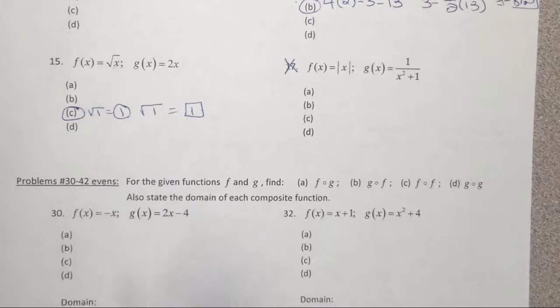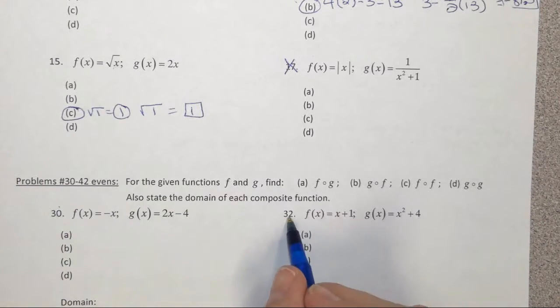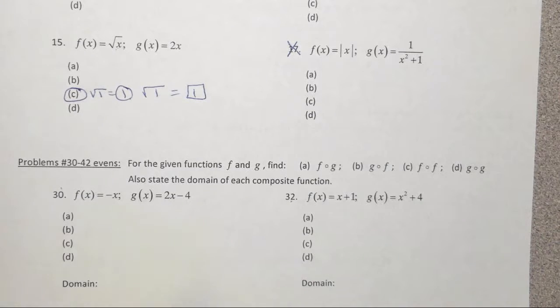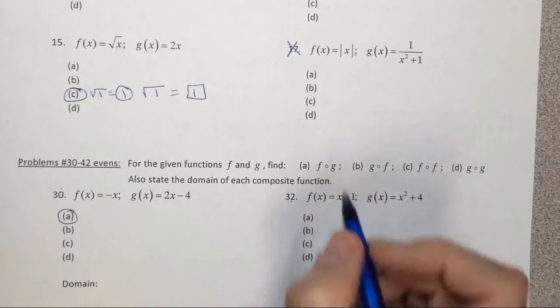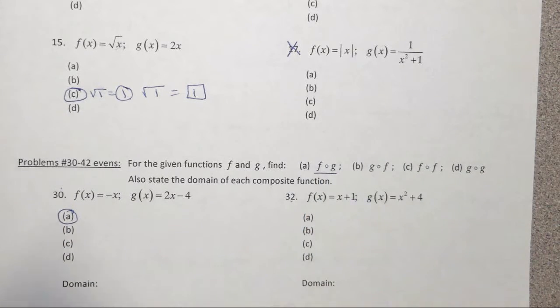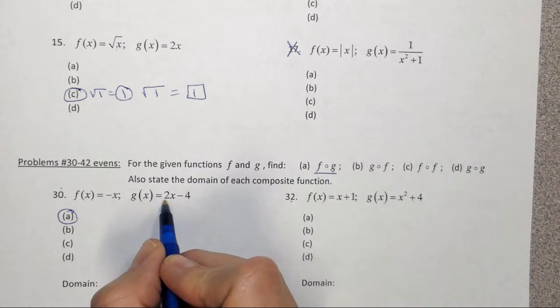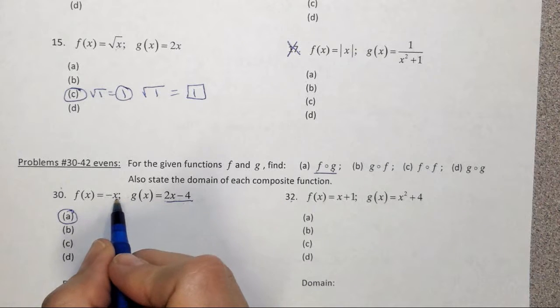Okay. I assigned number 30 and number 32. Again, I'll do one from each section. You need to do all of them. For 30, I'll do A. It says F of G, which means I'm going to take my G and plug it into the F. So I'm going to take 2x minus 4 and plug it in right here.